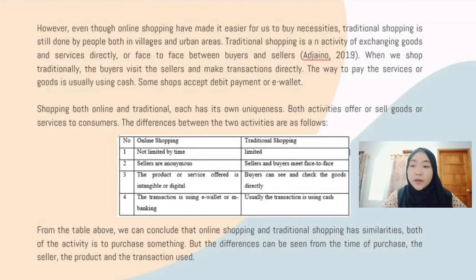From the table above, we can conclude that online shopping and traditional shopping have similarities. Both of the activities are to purchase something or goods, but the differences can be seen from the time of purchase, the seller, the product, and the transaction used.